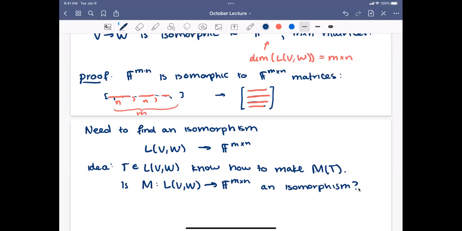You want to show that given a particular map, you can make a matrix of it, and you can help to make a map.